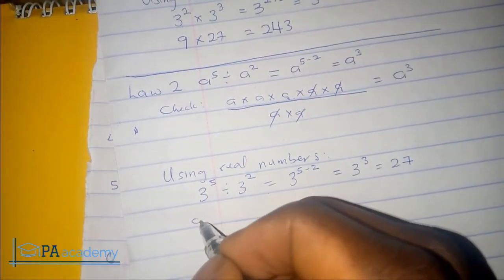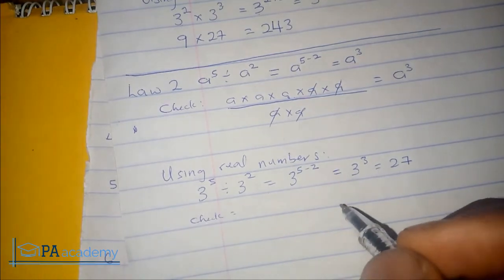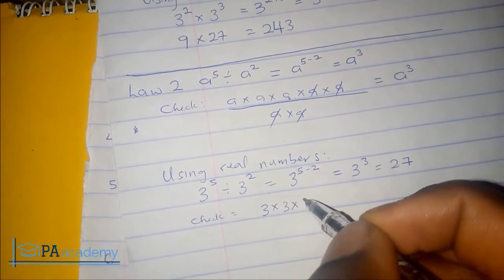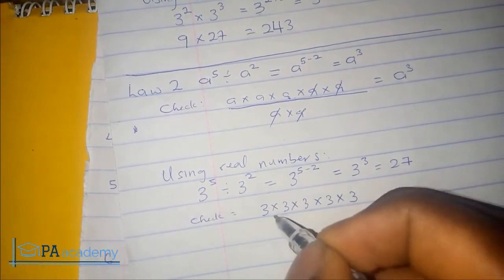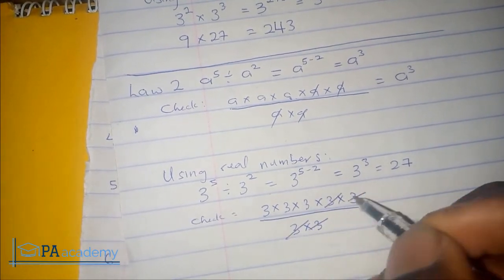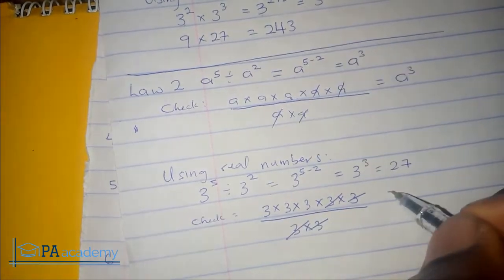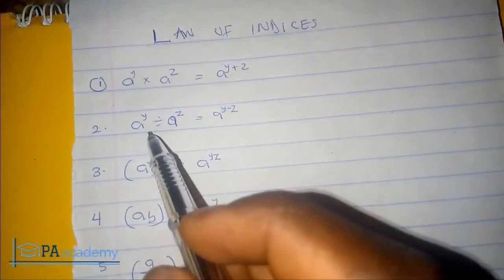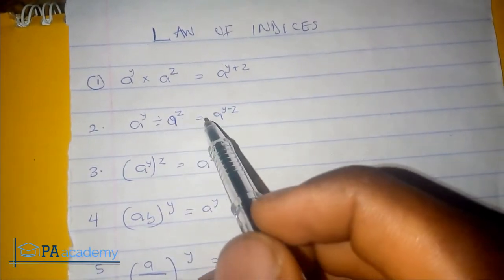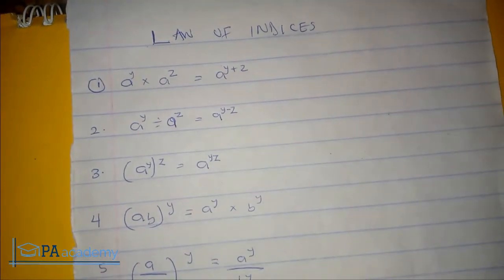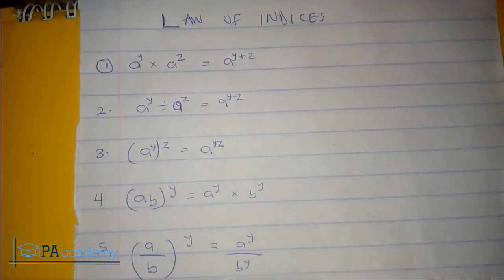So now let's check it. 3 raised to power 5 is the same thing as 3 times 3 times 3 times 3 times 3 over 3 times 3. So these two can cancel out. So we are left with 3 times 3 times 3, which is equal to 27. So that is it for law 2. So a raised to power y divided by a raised to power z is the same thing as a raised to power y minus z, provided this a is the same number. So let's go to law 3.